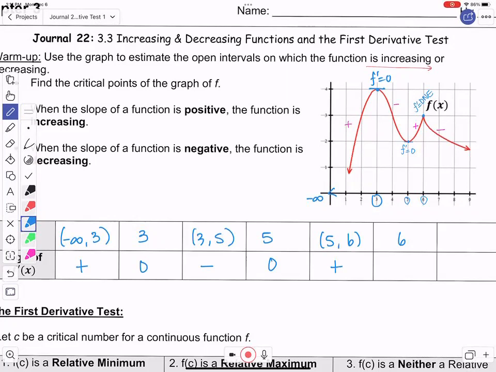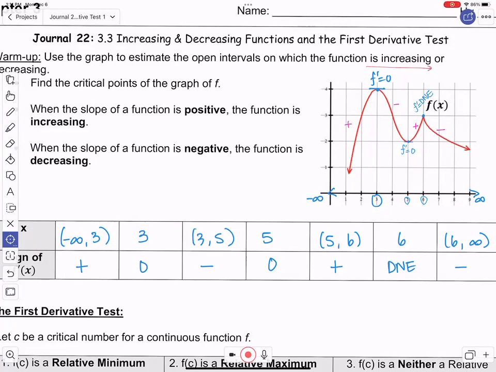And then at 6, what should I write? Because the slope is not 0 here. DNE. So there isn't a slope here. And then last but not least, from 6 and onwards, this is decreasing. But where are we going to? 6 to what? Positive infinity. So this is decreasing here. What I did was I wrote down the intervals and then wrote down if it's increasing or decreasing or 0 or undefined. And that's all.